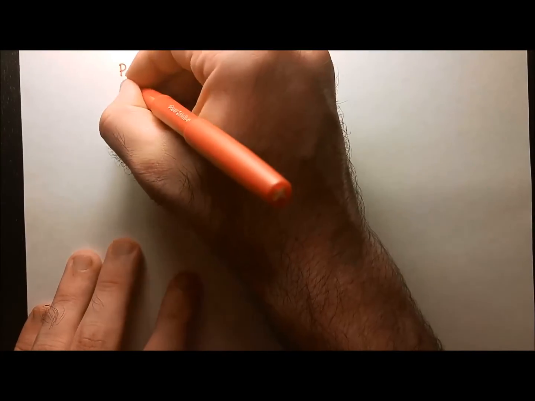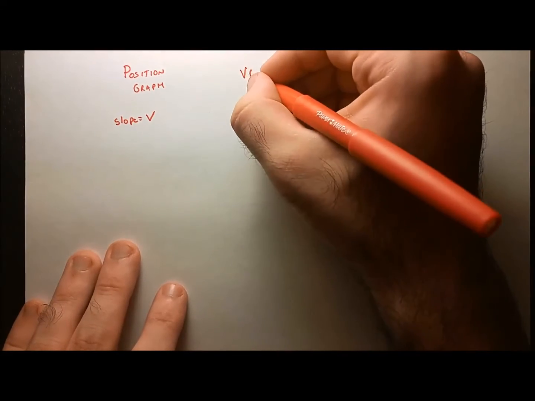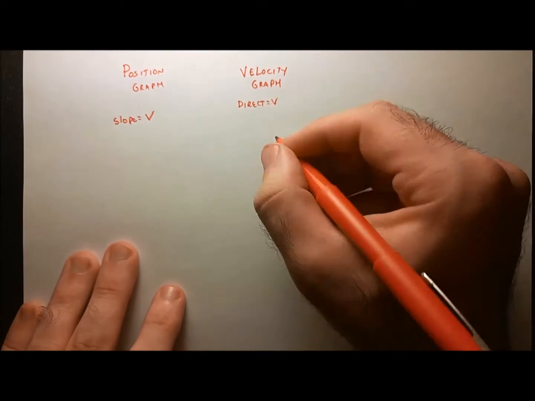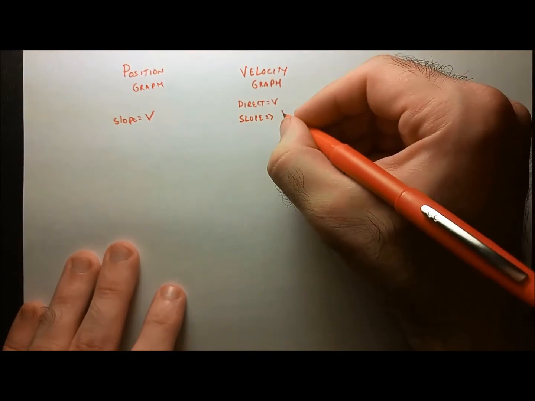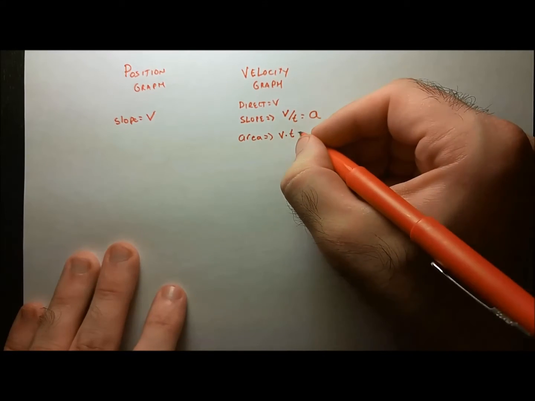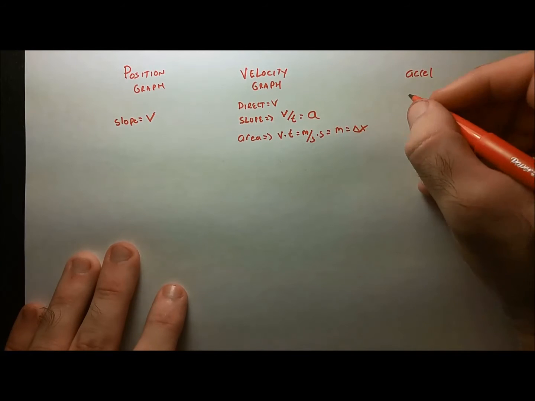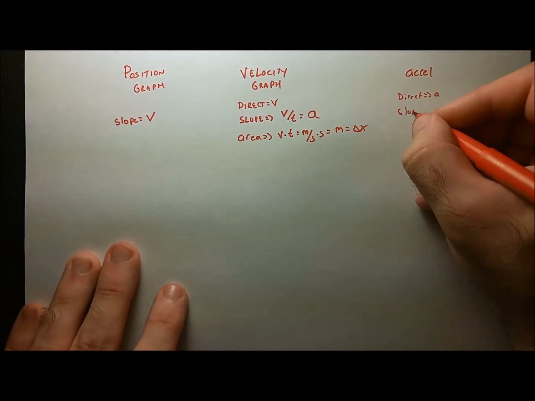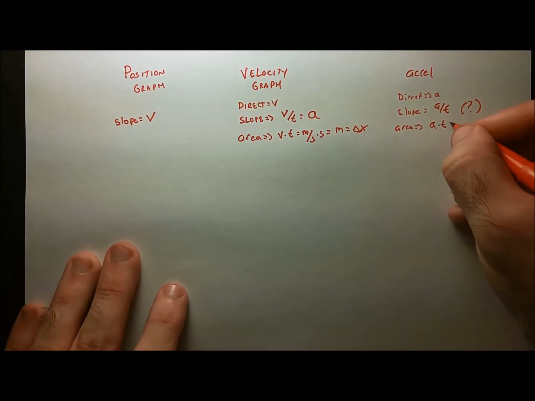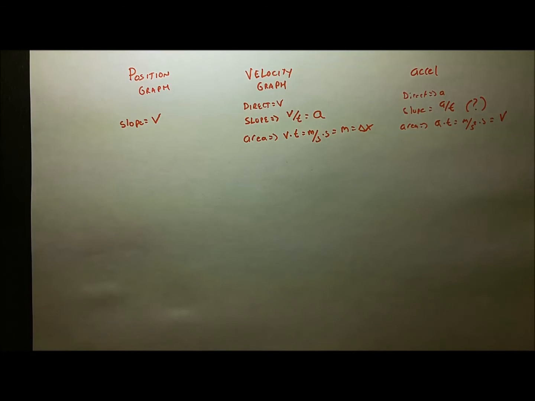Now let's take a look at all three kinds of graphs. Position graph, you just told me the slope is your velocity. For a velocity graph, if you just read it directly, you get the velocity. If you take the slope, which is velocity over time, that's the acceleration. If you take the area, which is velocity times time, you end up with meters per second times seconds, which is meters, which is position or displacement. For acceleration, direct measurement is a. Slope, acceleration over time, is a jerk. We don't know that. And taking the area gets you velocity.